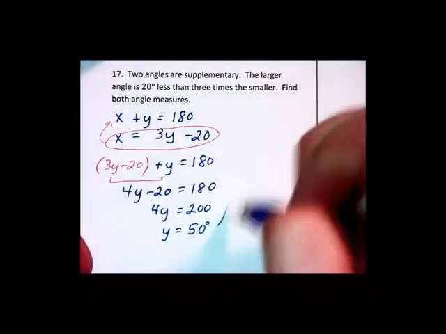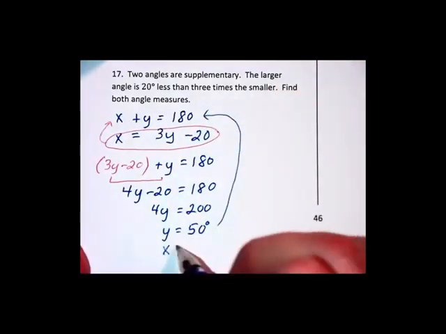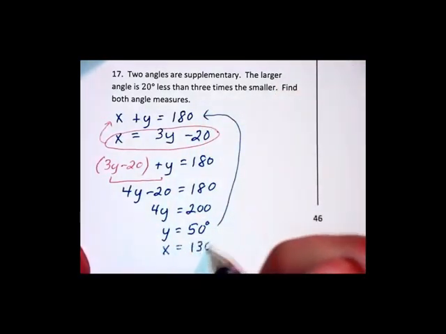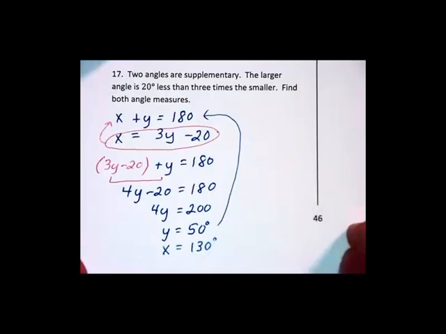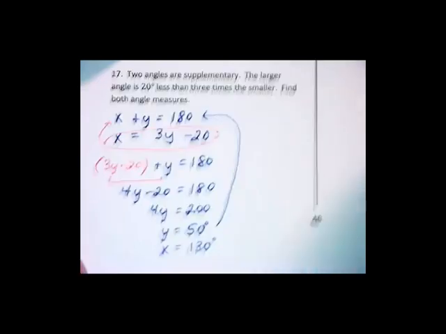Choose either equation up above. I'm going to choose the top one. 50 plus what? 50 plus 130 degrees adds up to 180. And there's our two angles.